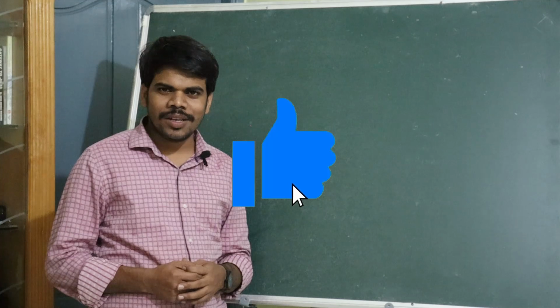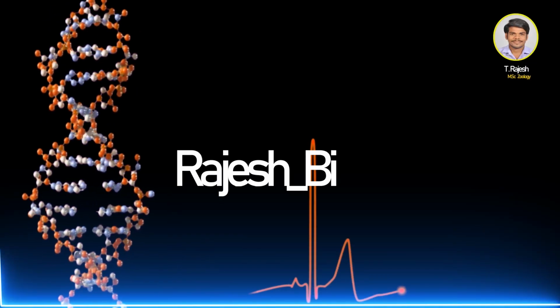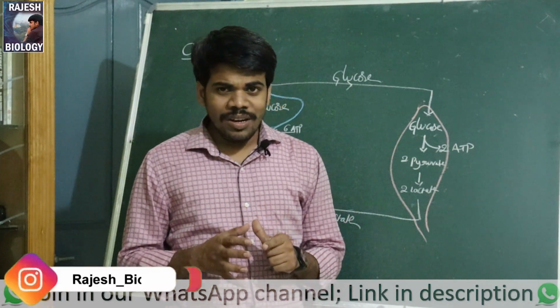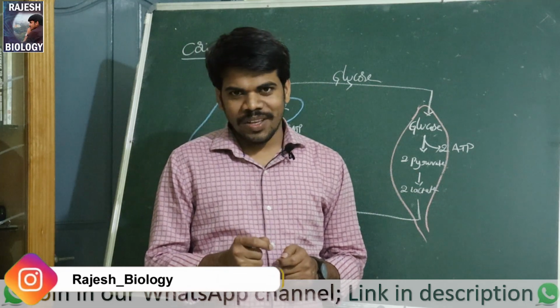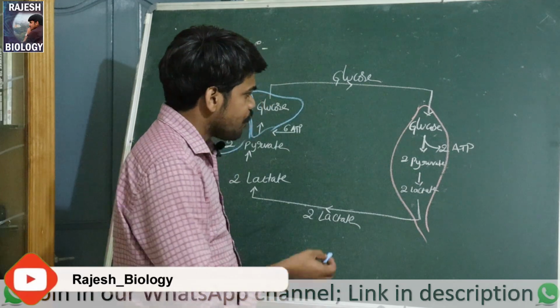Today our topic is the Cori cycle. To contract the muscle requires energy. That energy we can get from the glucose molecules.